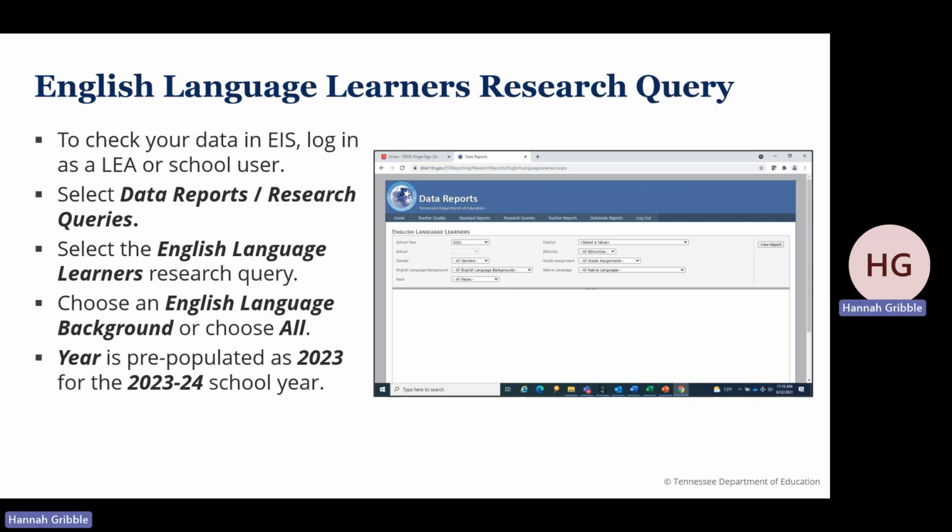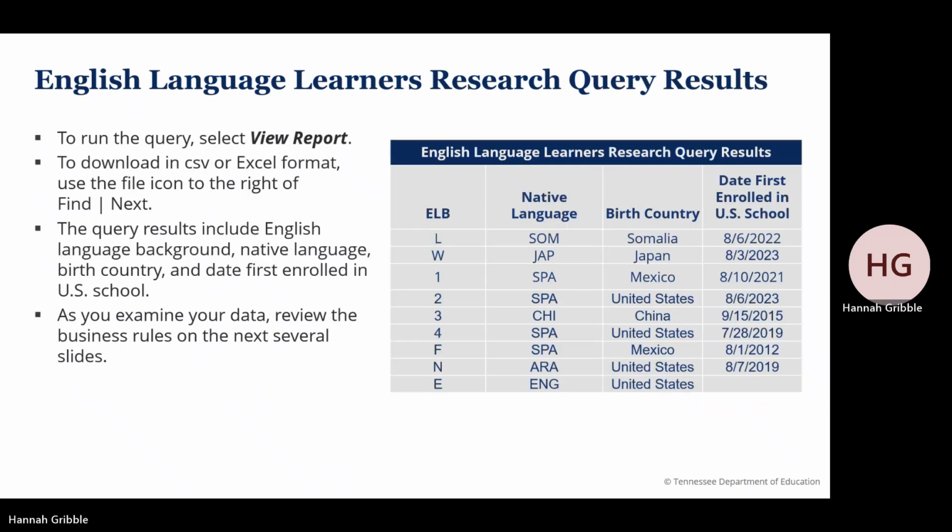Year is pre-populated as 2023 for the 2023-24 school year. To run the query, select View Report. To download in a CSV or Excel format, use the file icon to the right of Find Next. The query results include English language background, native language, birth country, and date first enrolled in U.S. school. As you examine your data, review the business rules on the next several slides.